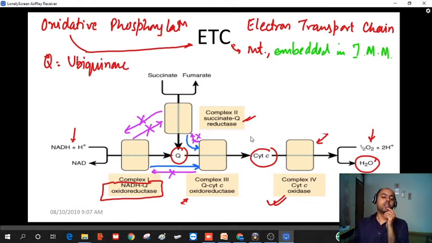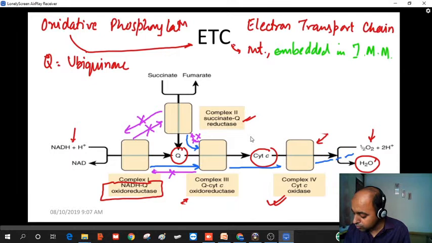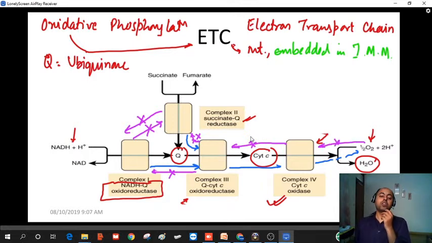Backward movement of the electrons in the ETC will not occur because the complexes are arranged as per their redox potential. There is a unidirectional movement. The electrons cannot go back from where they have come. From complex 3, it will go to complex 4, and from complex 4, it will go to the oxygen. The backward movement of electrons will not occur.